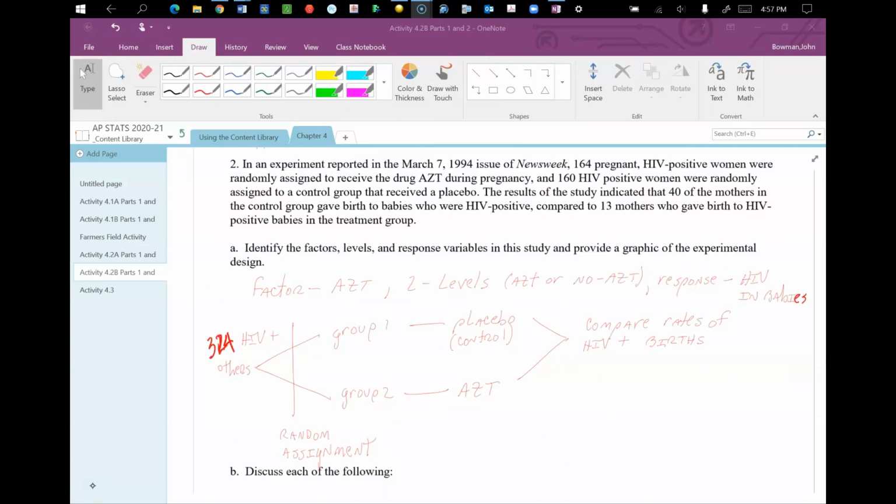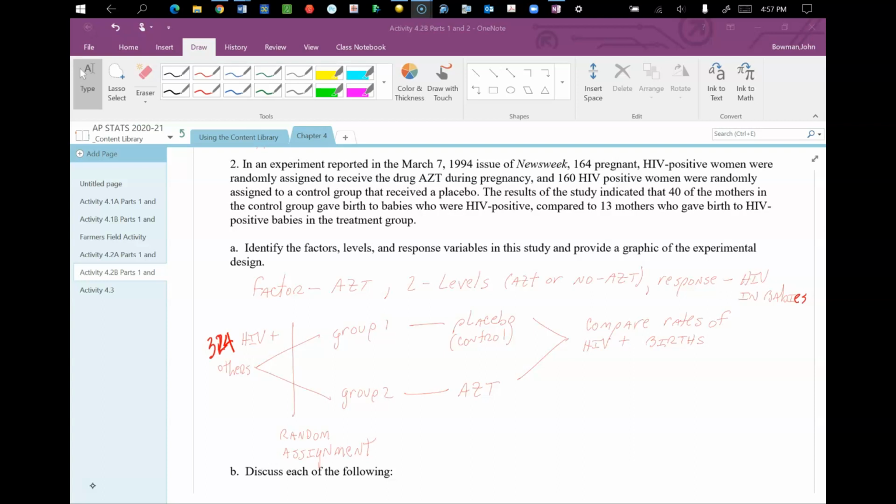All right, hopefully your answer looks something like this. The factor, or the explanatory variable, is AZT. There are two levels. Either they got the AZT or they didn't get the AZT. The response variable is whether or not the babies had HIV. And the diagram would look something like this.